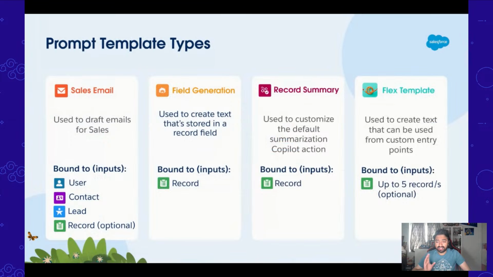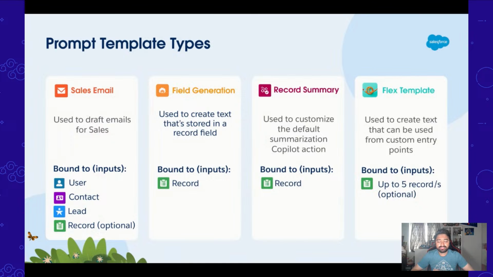And there are a bunch of different prompt templates that you can create. So if you want to send an email, you're going to create what we call a sales email template. If you want to generate the value of a field, so let's say you have a bunch of fields on your layout, and instead of somebody typing in the description manually, if you want that description to be auto-generated by AI, you can use a field generation prompt template.